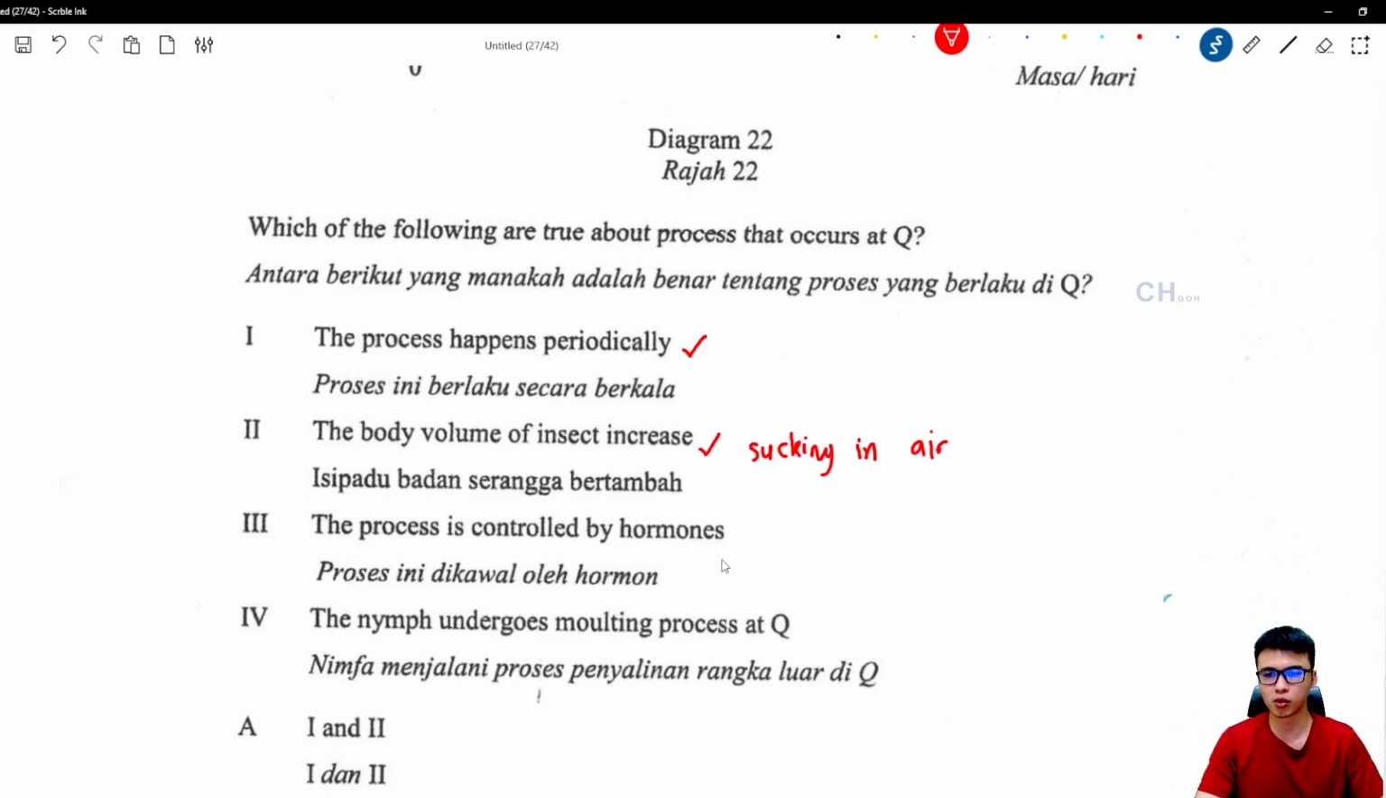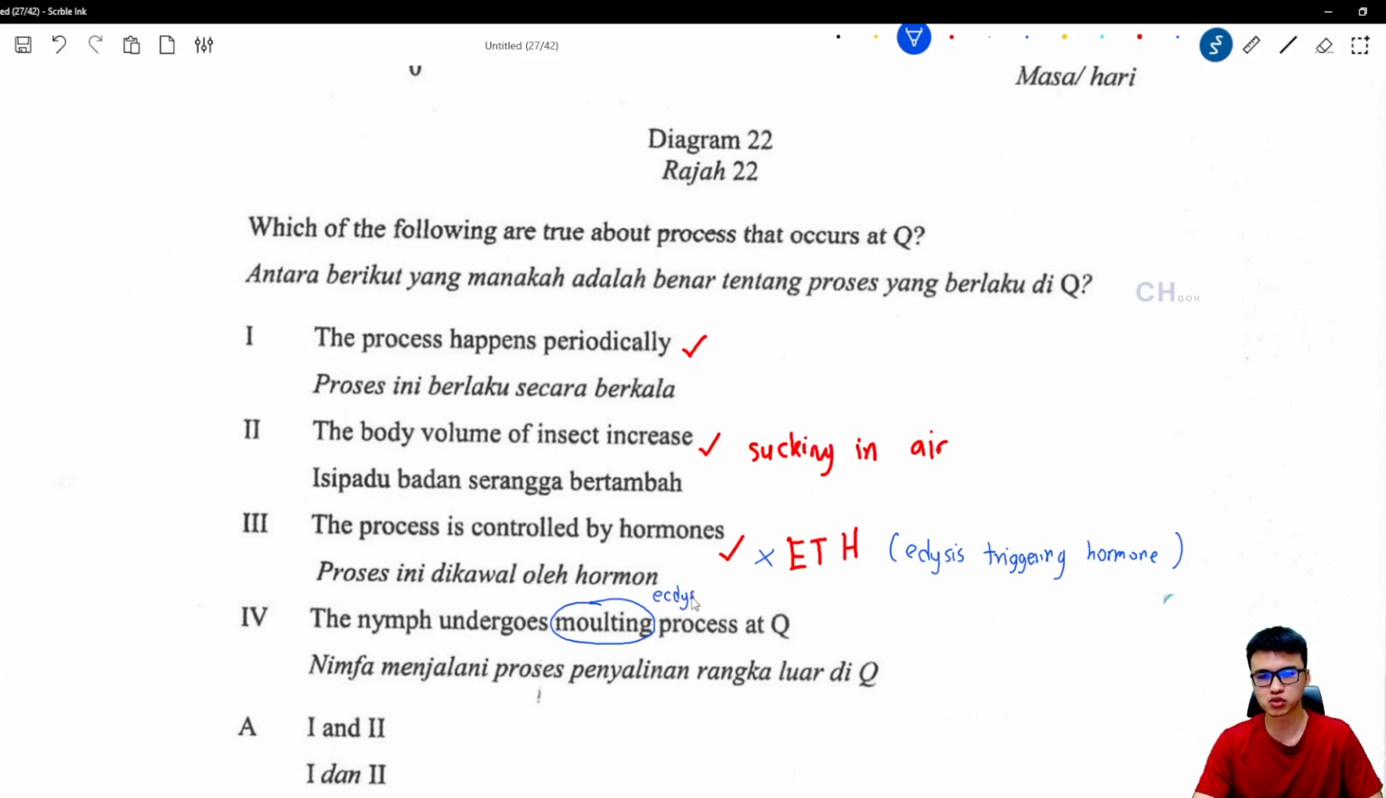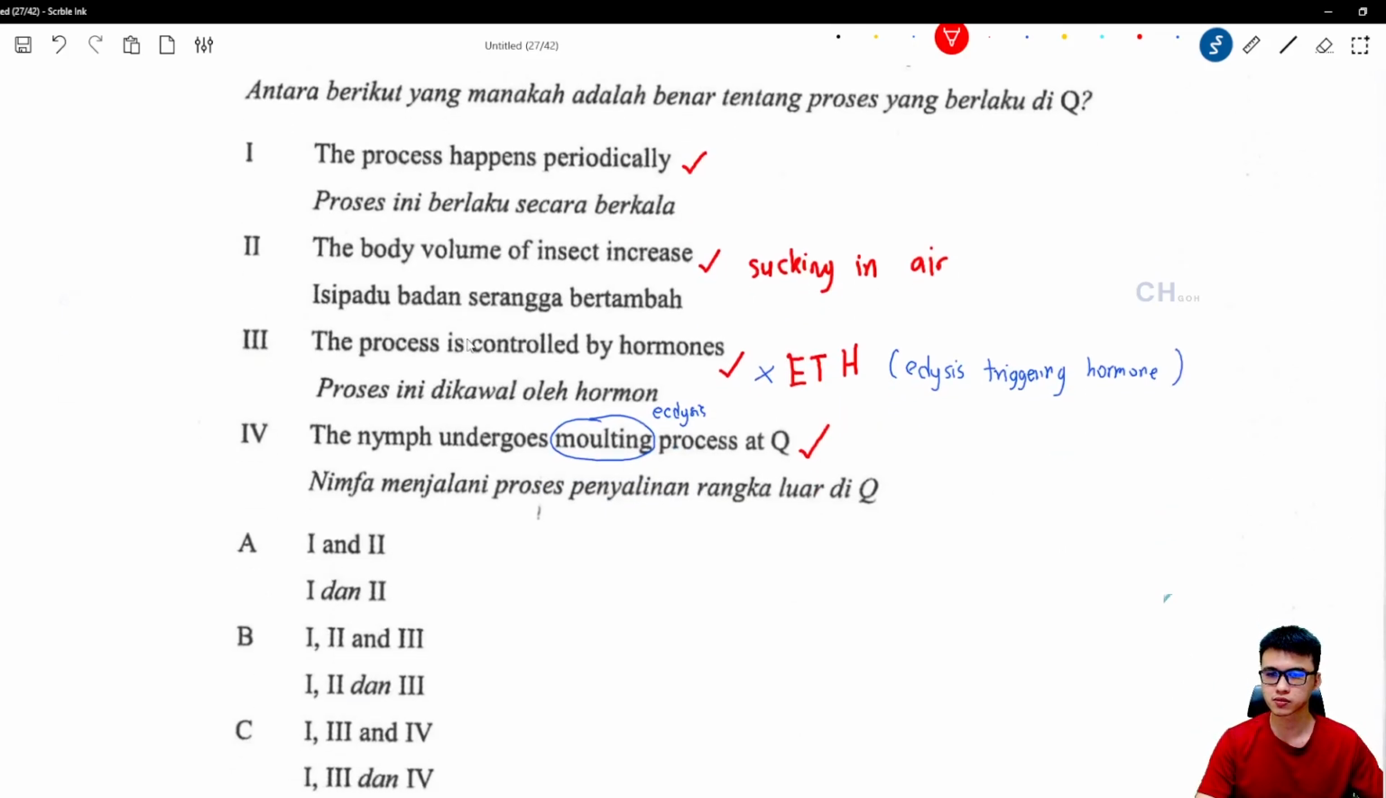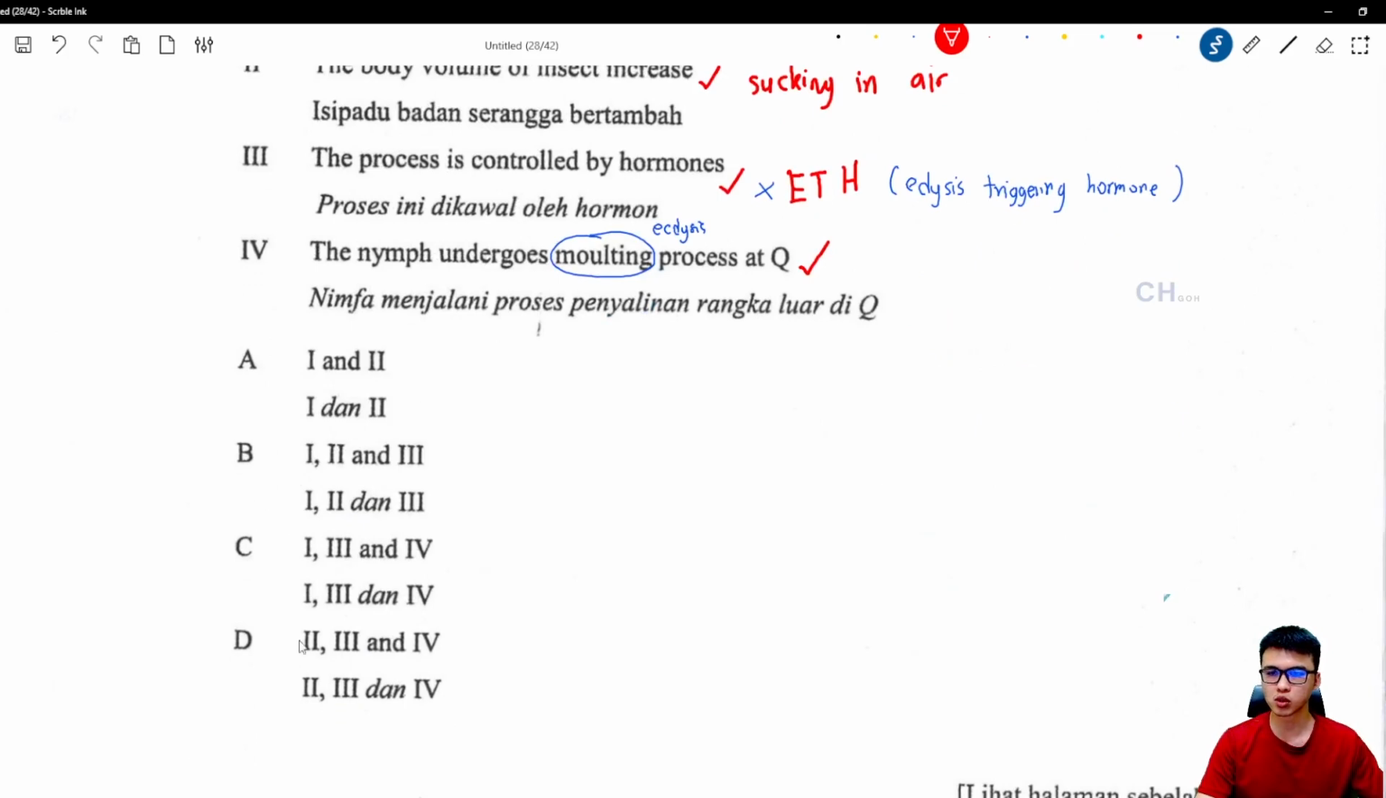The process is controlled by the hormone. Yeah, definitely, yes. If not mistaken, the hormone that controls ecdysis is called ETH. It stands for ecdysis triggering hormone. Okay, of course, in your syllabus, you're not going to memorize this one, guys. It's okay. So 3 is correct. The nymph undergoes molting process at Q. When we're talking about molting, it has a similar meaning as ecdysis, which means that they are going to change their exoskeleton. So yes, definitely it is included. So the answer here should be 1, 2, 3, and 4. Okay, so there's no option for 1, 2, 3, and 4.